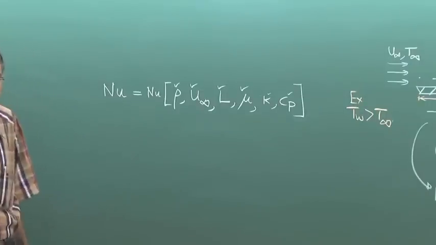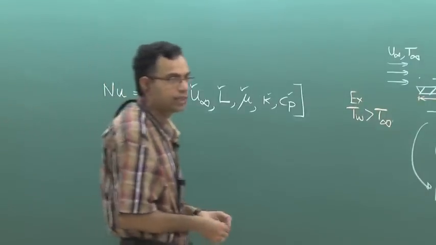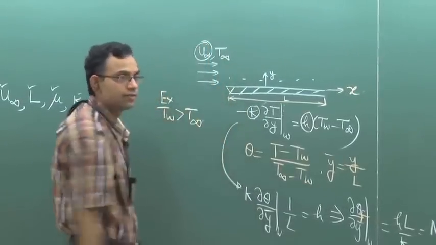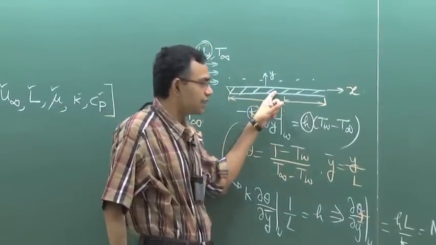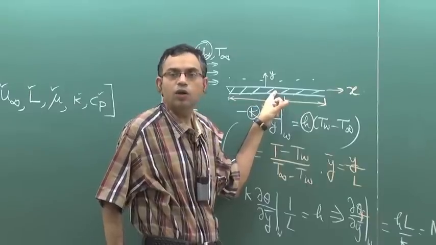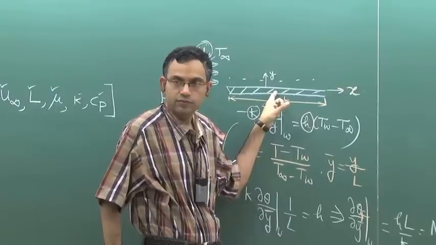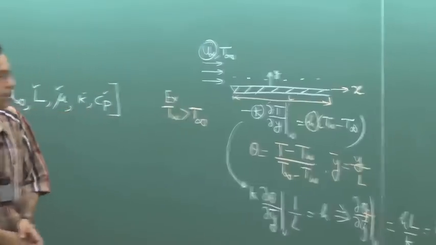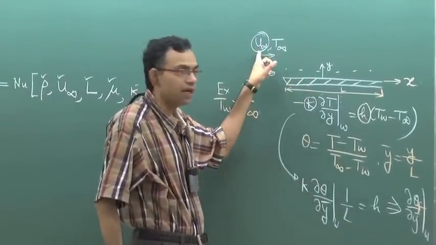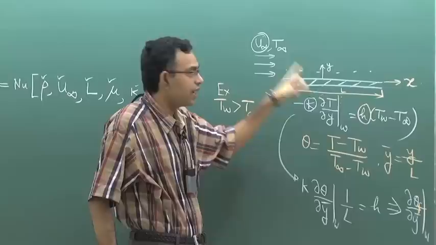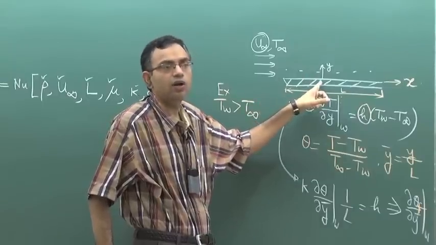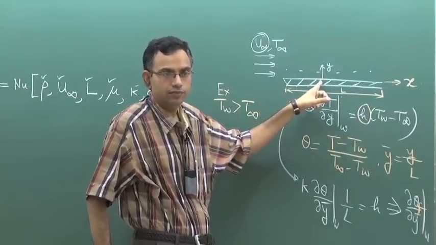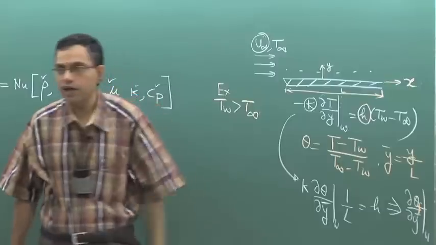Let us take an example. Let me ask you a question. If u infinity is increased, do you expect a higher heat flux at the wall or a lower heat flux at the wall? Question is, if you increase U infinity, do you expect a higher heat flux at the wall or lower heat flux at the wall? You expect a higher heat flux at the wall.